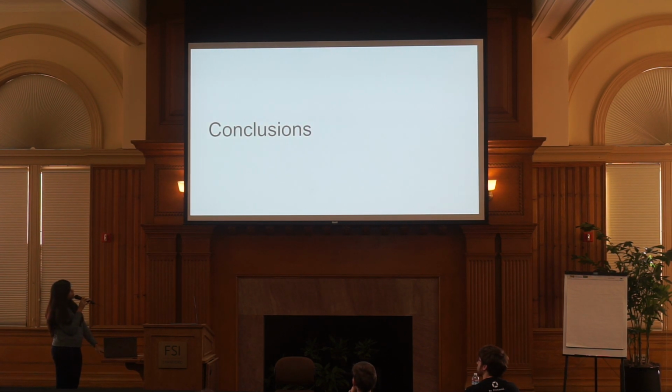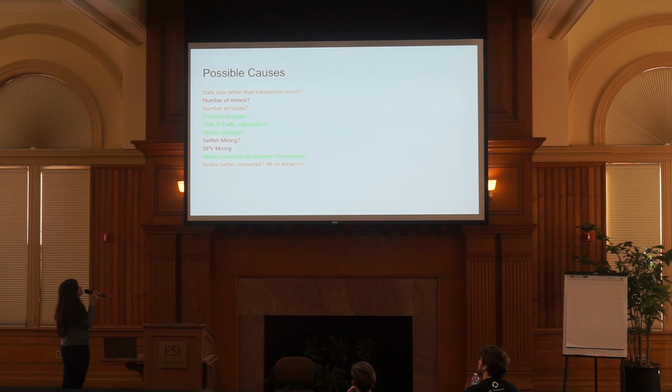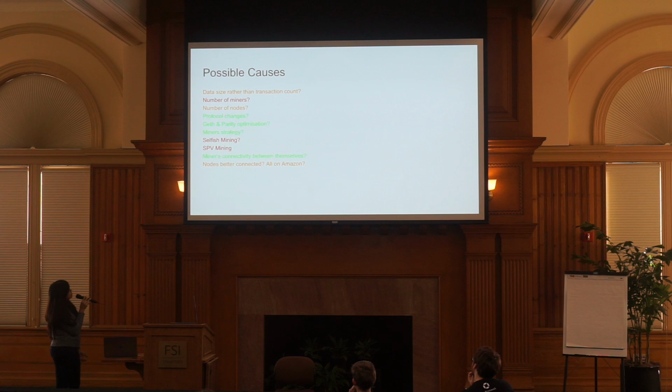And so from all of these hypotheses, we concluded that maybe the data size has something to do with it. It's not the number of miners, maybe the nodes as well. Definitely the protocol changes and the Geth and Parity optimizations have had an impact, as well as some mining strategies that have been employed. There's no selfish mining or SPV mining as far as we can tell. And there's definitely an increase of miner connectivity, which definitely impacts the uncle rates. But that's it. I don't know if you all have any ideas or anything that comes to mind.